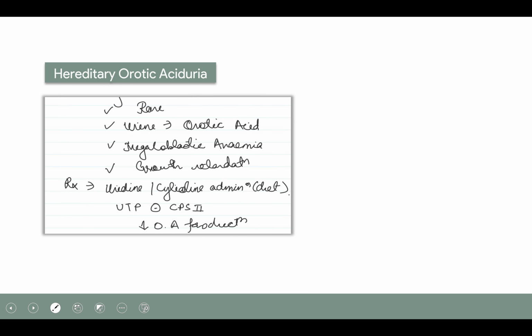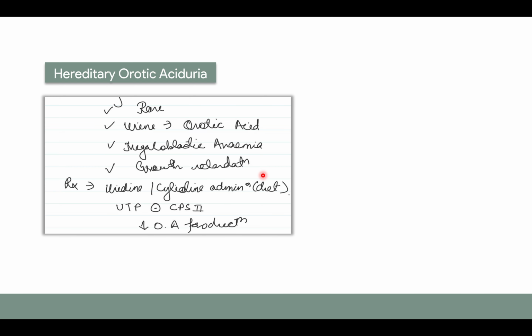Now, hereditary orotic aciduria is a very rare disorder. In this there is excess of orotic acid in the urine. The patient will have megaloblastic anemia and growth retardation. As I said, any developmental delay means there is an inherited metabolic disorder or enzyme deficiency. Now, the treatment of hereditary orotic aciduria is uridine and cytidine administration.